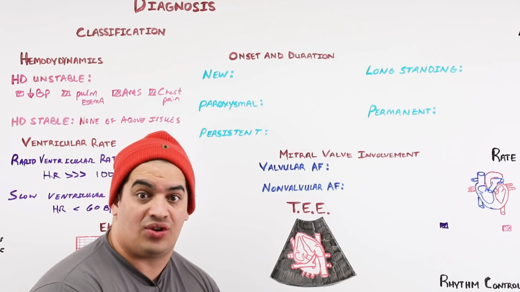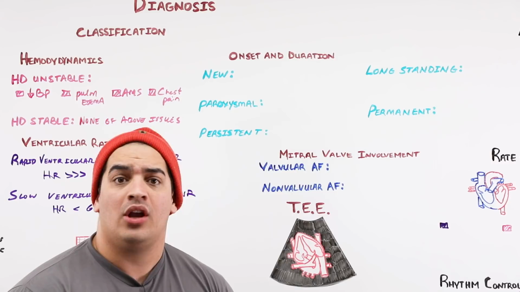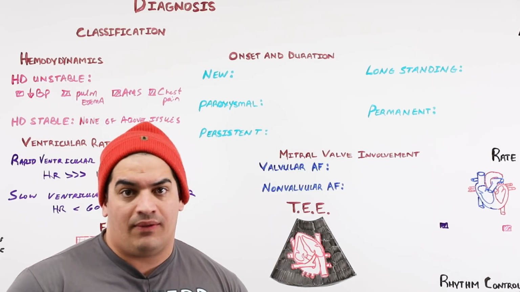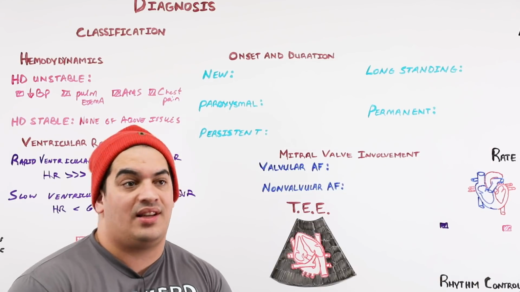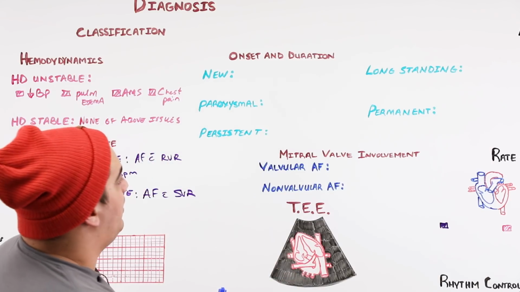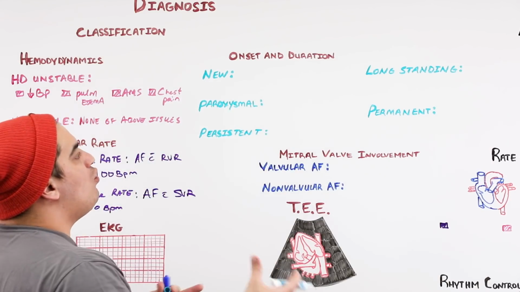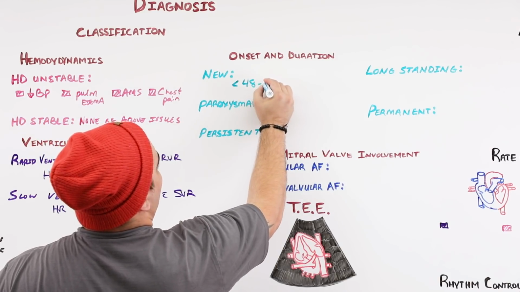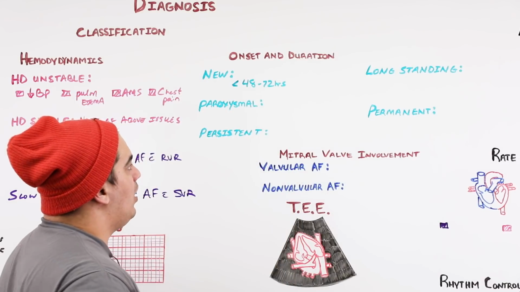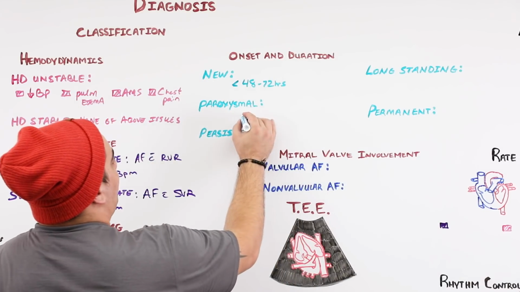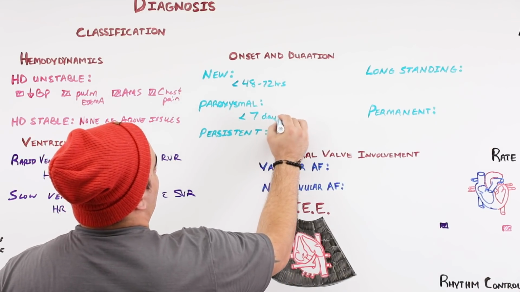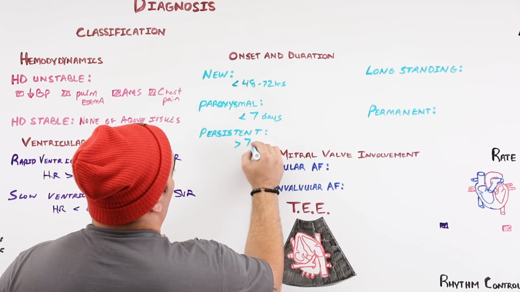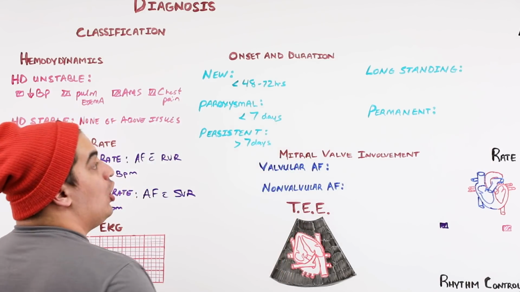Did it just start? Have they had AFib for a long period of time? Is this a type of AFib that even though we've tried to convert them, there's no need to even convert them at all anymore because they have this consistent, like permanent AFib. And so that's an important thing to differentiate. So we have what's called new onset atrial fibrillation, meaning that the atrial fibrillation developed less than 48, sometimes we even say 72 hours ago. Paroxysmal, meaning that it developed within less than 7 days. Persistent, meaning that they've had atrial fibrillation for greater than 7 days.